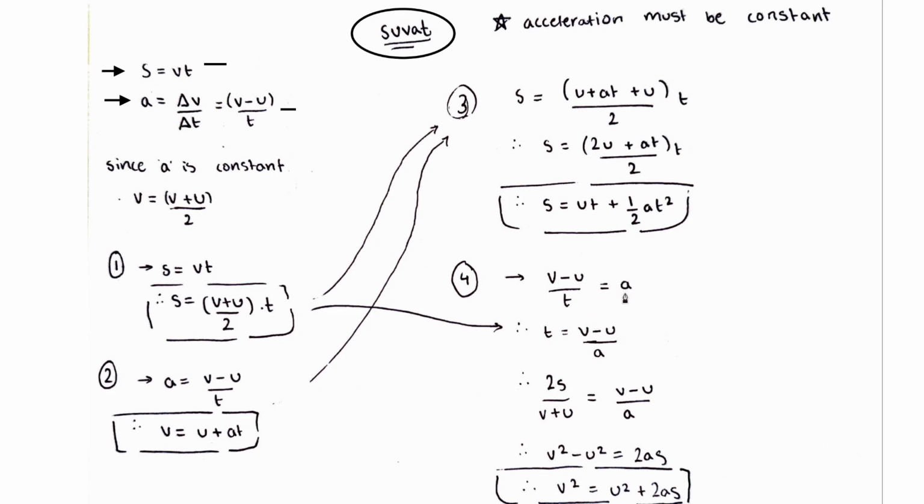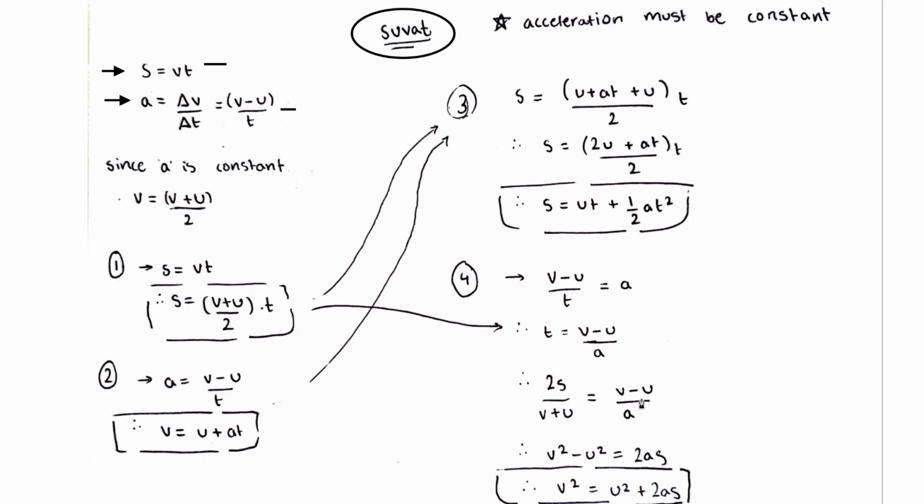Now we can rearrange that by taking a here and t there. So (v minus u) by a will become t. And here, remember this one. So here let's make t the subject. So t will be equal to 2s by (v plus u), as I've shown here. And then you substitute that into t. So 2s by (v plus u) is equal to (v minus u) by a.